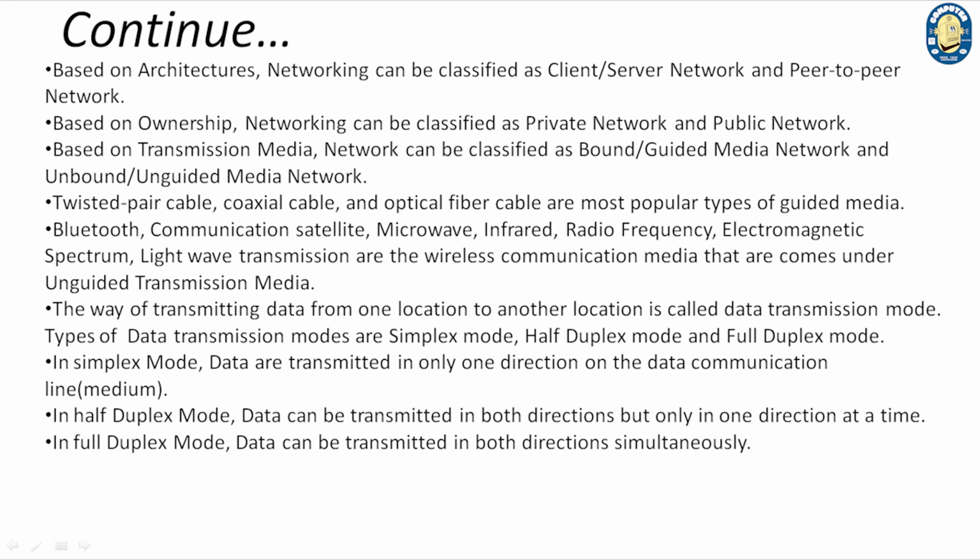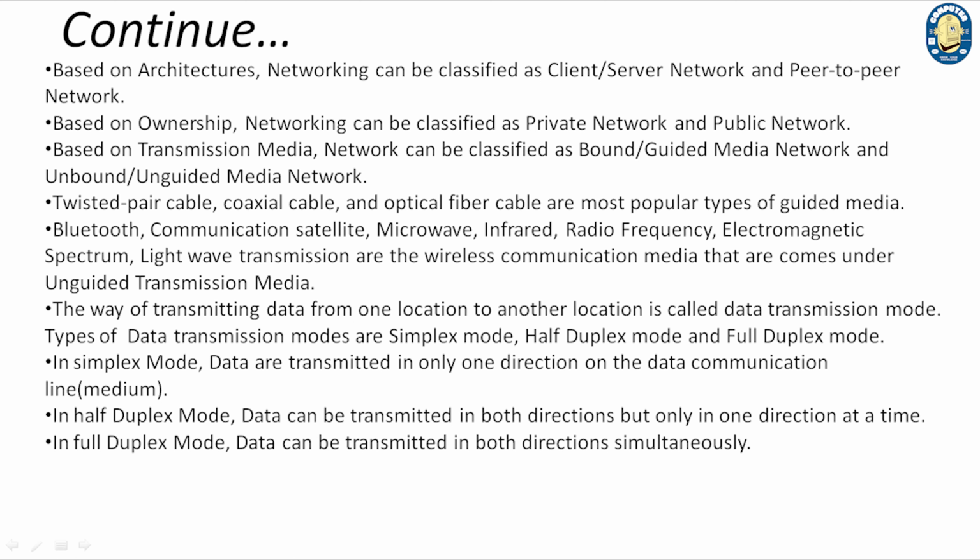Based on architectures, networking can be classified as client/server network and peer-to-peer network. Based on ownership, networking can be classified as private network and public network. Based on transmission media, network can be classified as bound/guided media network and unbound/unguided media network. Twisted pair cable, coaxial cable, and optical fiber cable are the most popular types of guided media.